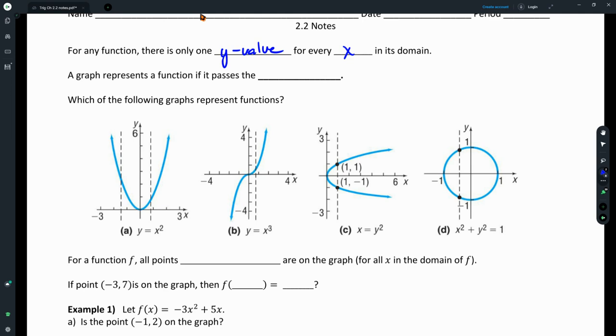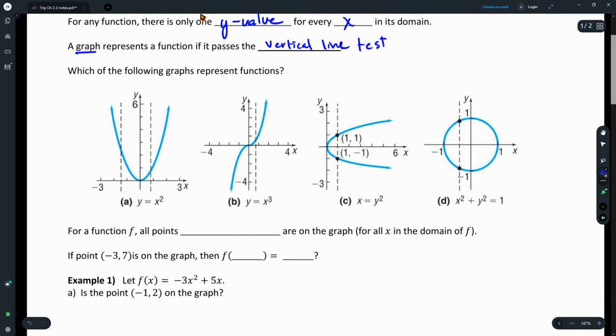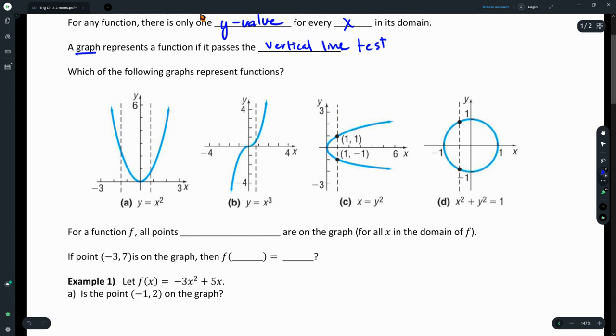And a graph represents a function. So when we're looking at a graph, it represents a function if it passes the vertical line test. This is something that we did in Algebra 2, but I'm not sure how Algebra 2 went last year, so we're going to do that again. Let's look at these graphs, and we're going to use the vertical line test to see if it's actually a function, a graph of a function.